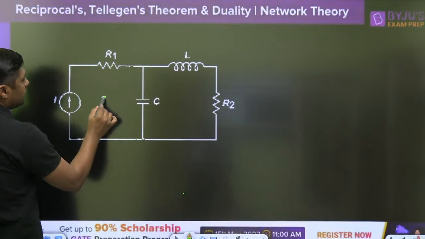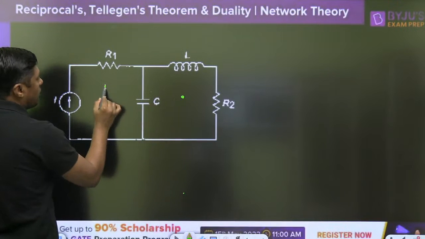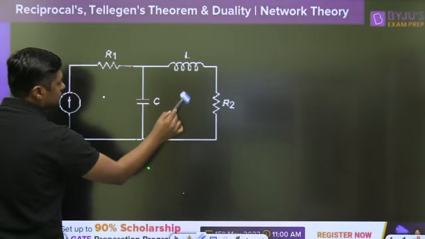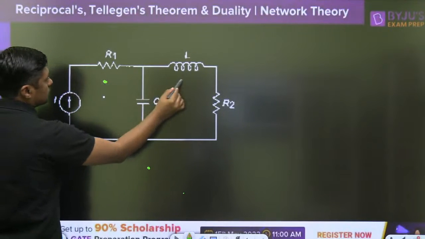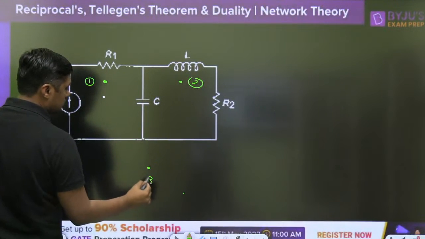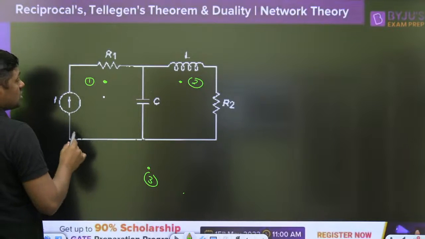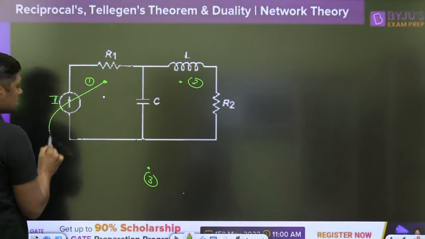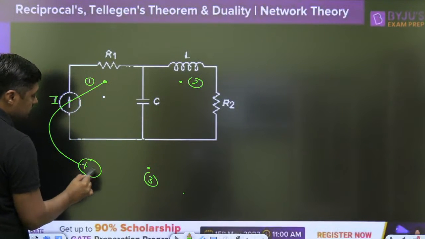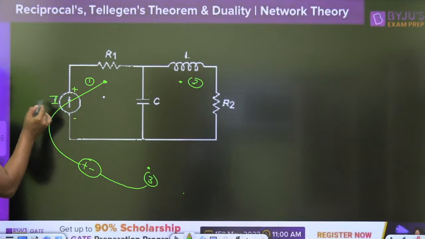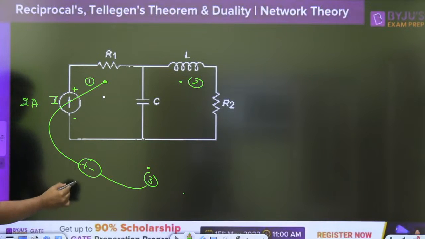How to draw the dual? This is point 1, this is point 2, and this is point 3, which is called the reference point. First of all, this is a current source, let the value be I. This is converted into a voltage source. Polarity always, this is the plus, this is the minus. For example, if it is 2 ampere, that will become 2 volt. Directly, the magnitude will remain the same.